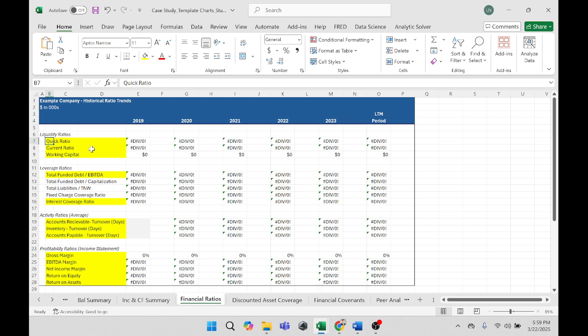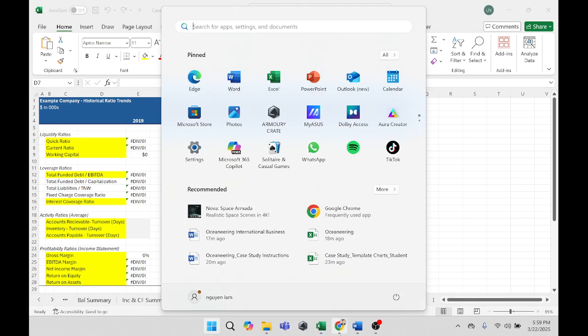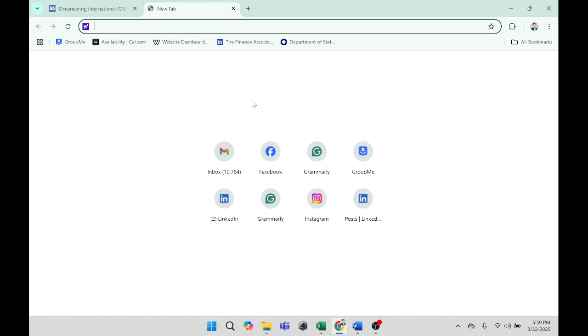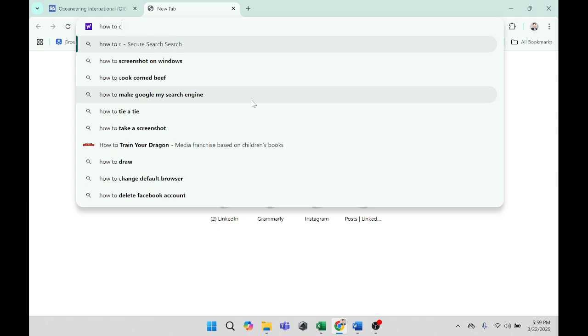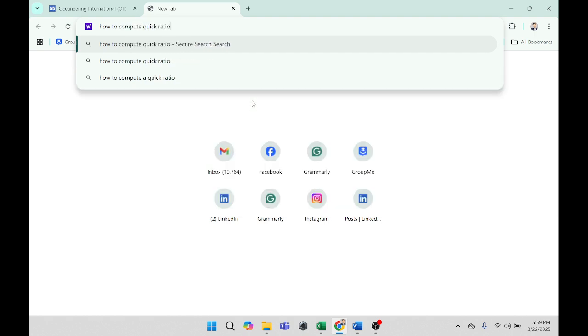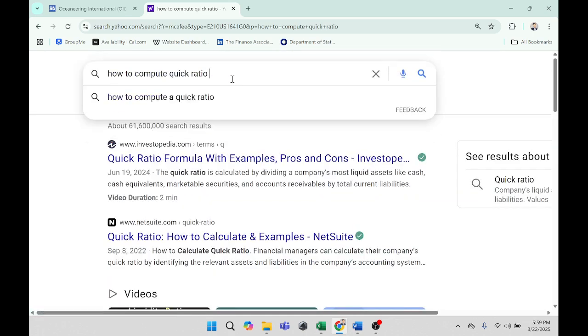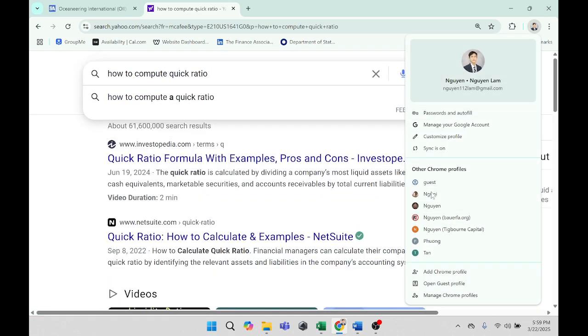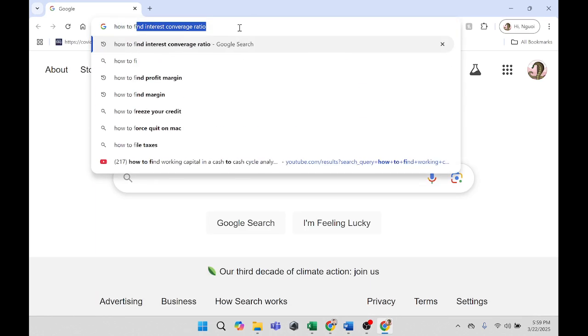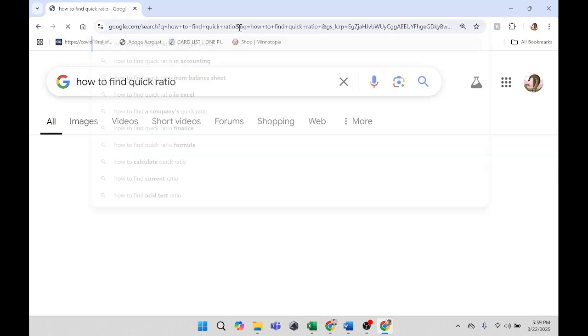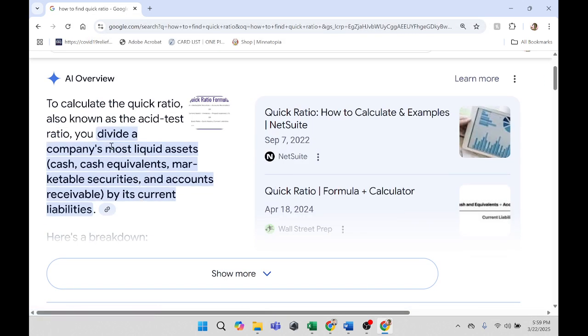For instance, the quick ratio, right? For some of you, if you don't know how to find the equation, let's say the quick ratio, how do you find it? I would recommend you go to Google, search how to compute the quick ratio, and, okay, I know a problem why this doesn't work. Okay, how to find quick ratio.